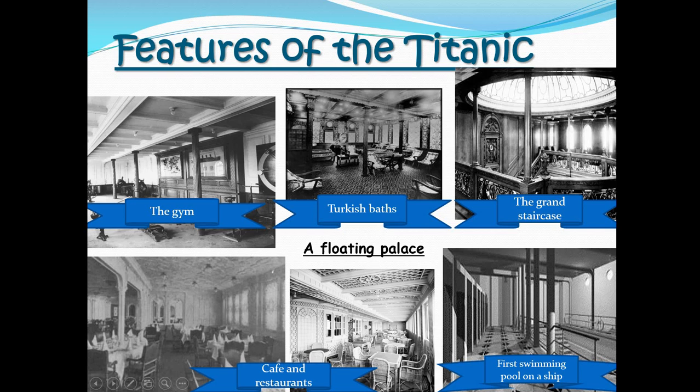And the features of the Titanic, again, looking at why it was so special: it had a gym, it had Turkish baths, that grand staircase that was very luxurious. It was the first ship ever to have a swimming pool on it. It had lots and lots of cafes and restaurants as well. And we'll look later on in the lessons ahead at the different kinds of rooms that you could be in if you're in first, second or third class. But these really were the key features of it. This is why it was so impressive. It was supposed to be the most luxurious ship ever made.